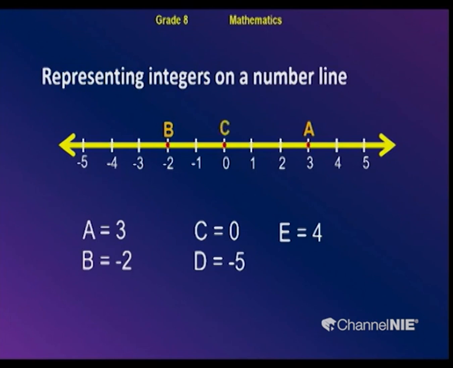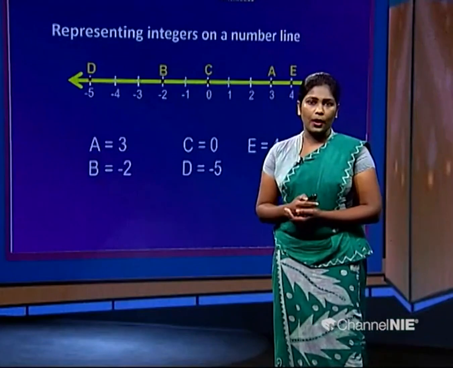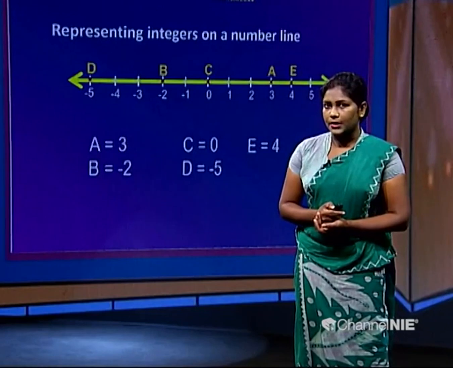And D equals -5. -5 is also a negative integer. So you can find -5, then mark it like this, and also you can write D. Then finally we have to mark E equals 4. 4 is a positive integer, so you can mark it like this, then you can write E like this. So children, now you know how to plot a point on a number line. Then move to the next part of the lesson.